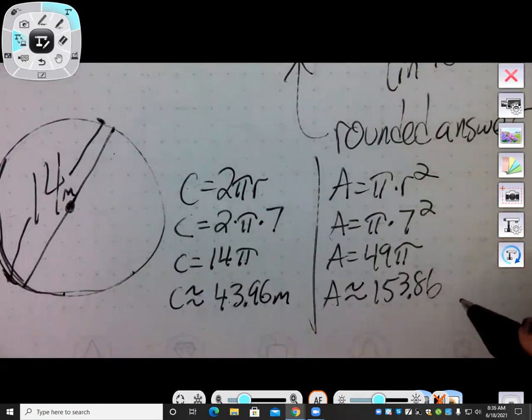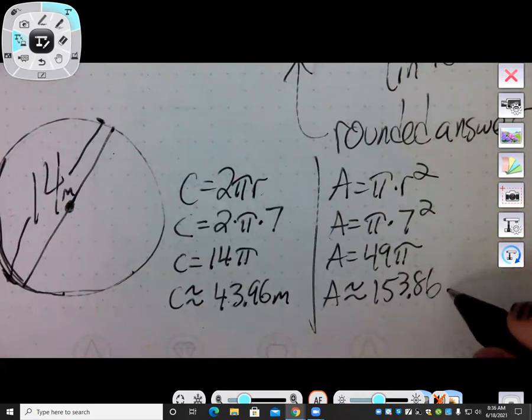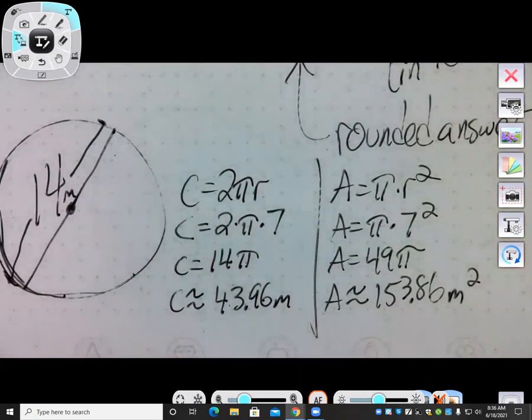And what's my units? Yes, anytime you have an area, it's always meters squared, whatever your units are squared.